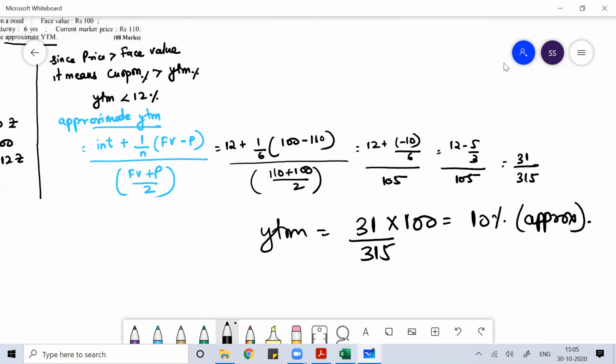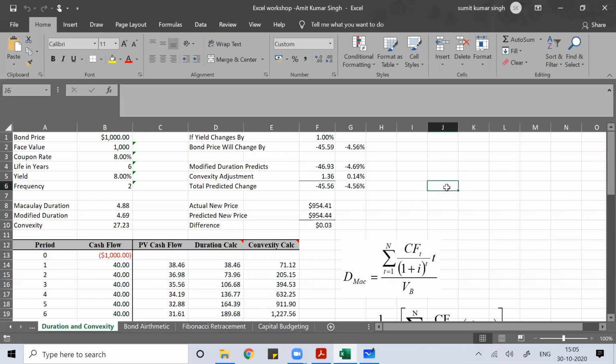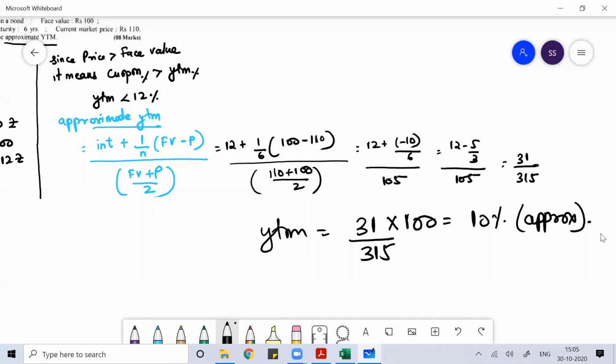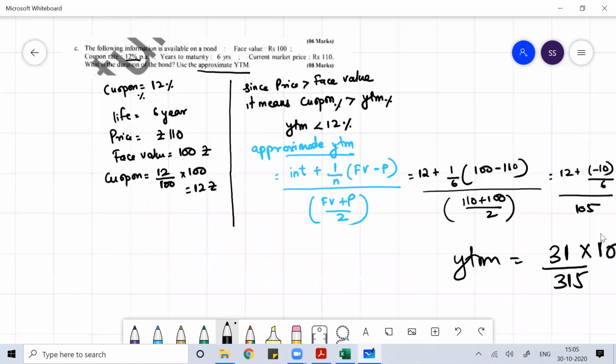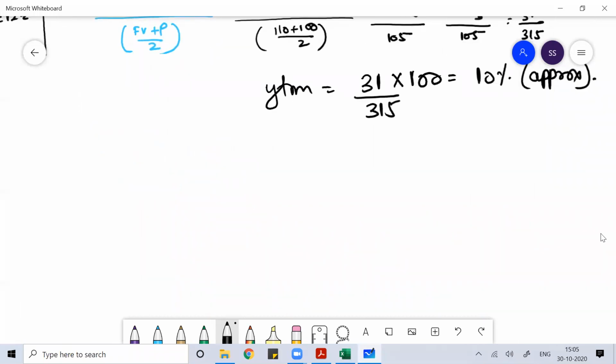It is like 3100 divided by 315. You can use a calculator if you want. That is 9.84, which is approximately 10%. So you got the YTM value. Once you get the YTM, now we'll find the duration.